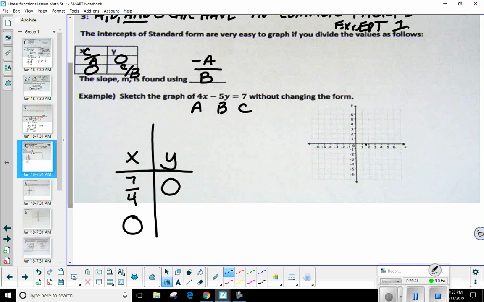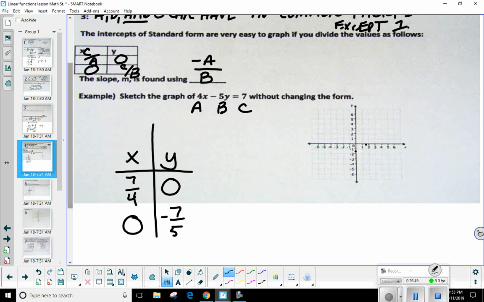7 over negative 5, so it'd be negative 7/5. Okay. And what's negative 7/5 as a decimal? Negative 1.2 and 0.4. Negative 1.2. It'd be 4. Okay. 1/5 would be 0.2. So negative 1.4, so maybe right about here. I think I went a little further down than I needed to.